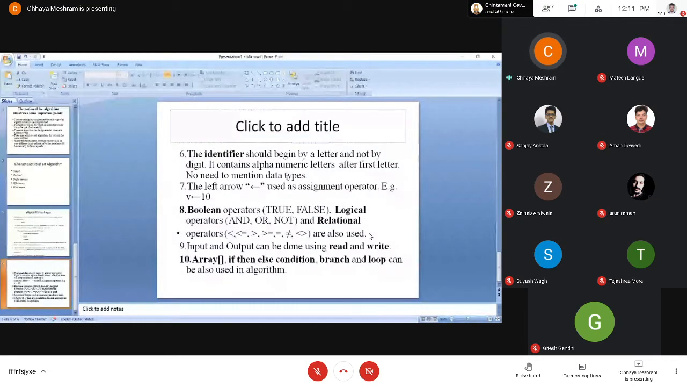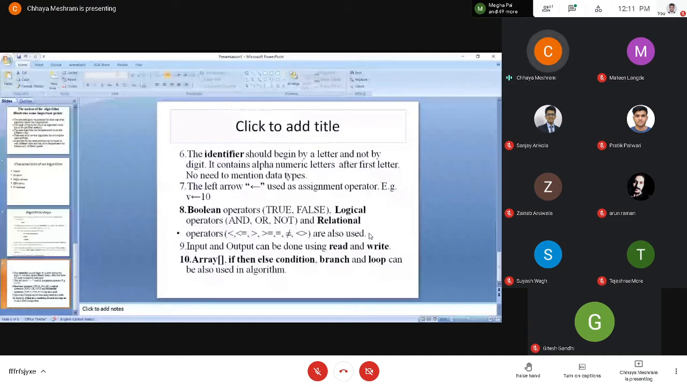So we know what the rules are for creating any identifier or variable. Here also we can follow the same rules. The identifier should begin with a letter, and should not begin with a digit. It contains alphanumeric letters after the first letter, and there is no need to mention the data types like C, C++, Java. These are the programming languages. There we have to mention the data types, what type of data we are going to use. But in an algorithm there is no need to write them.